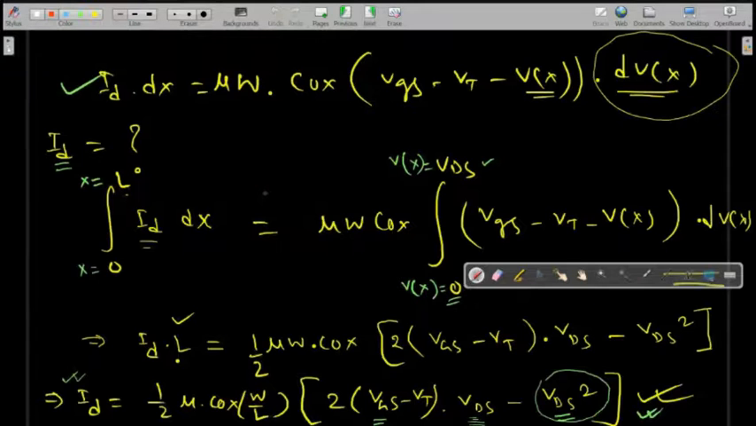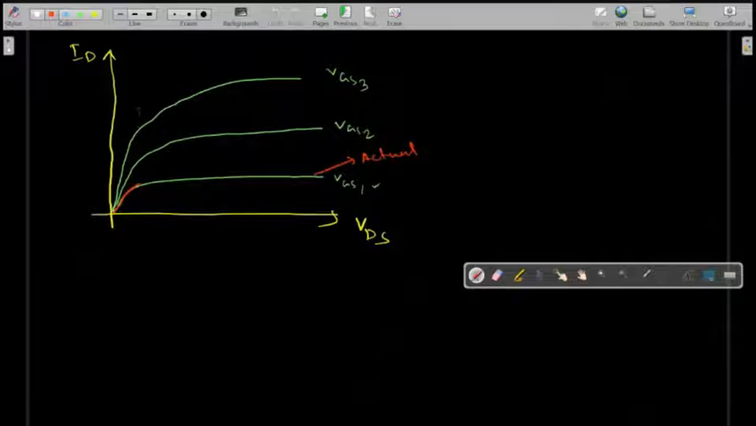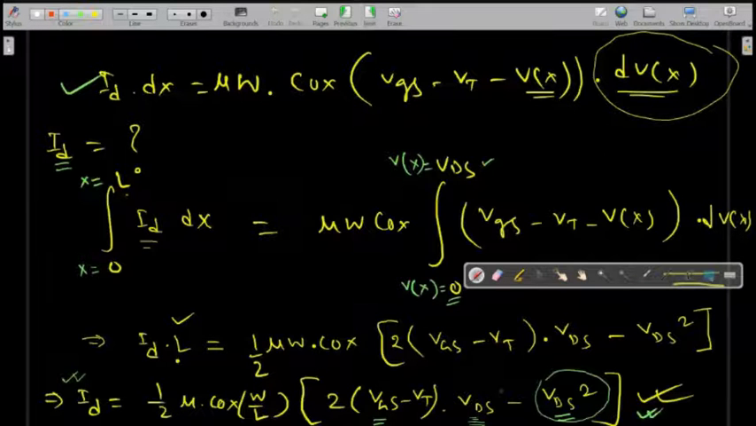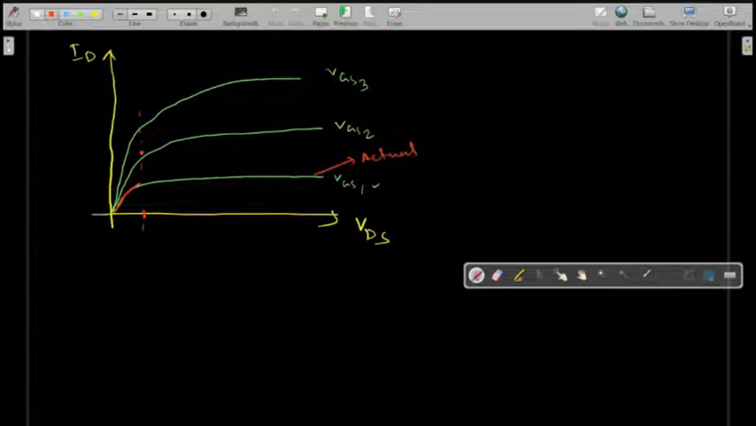But see, when the value of VDS is large, beyond this point, the second term will dominate compared to the first term, because now the VDS value is not small. Whatever the value you have, the graph will be this minus this. Now the second term is dominating, and the value of the drain current will reduce like this.